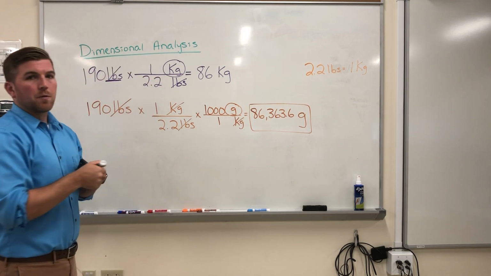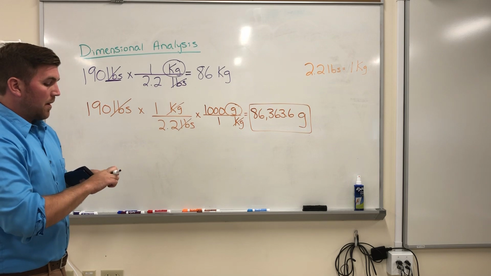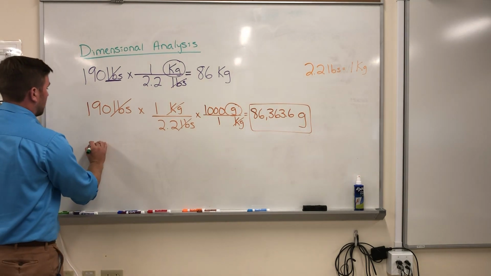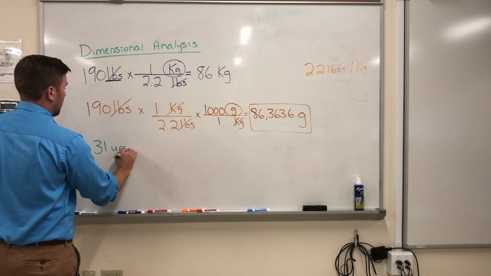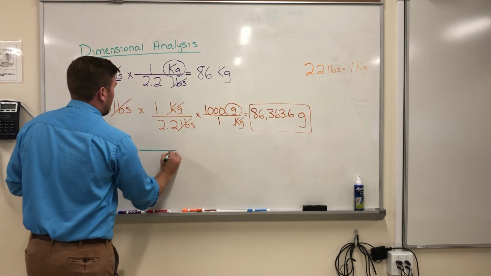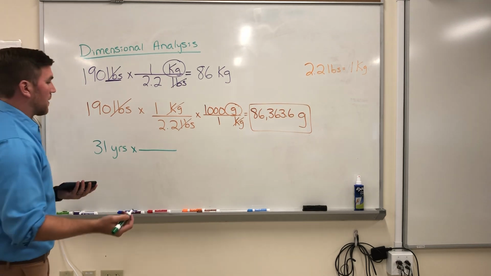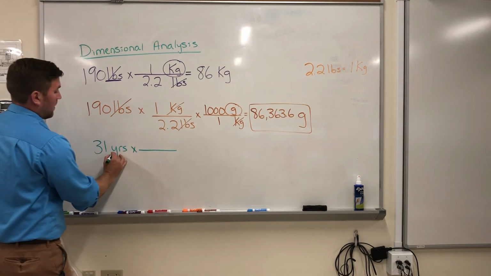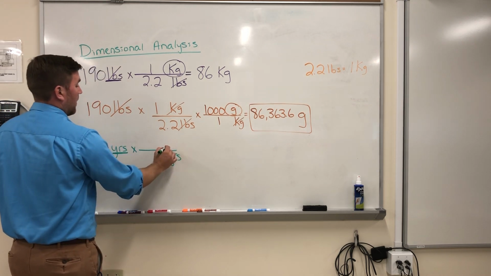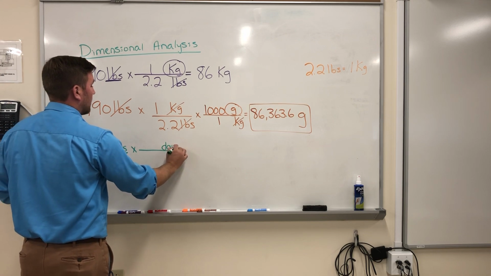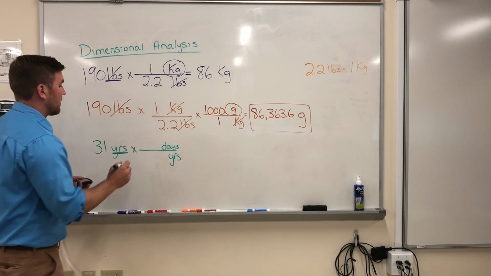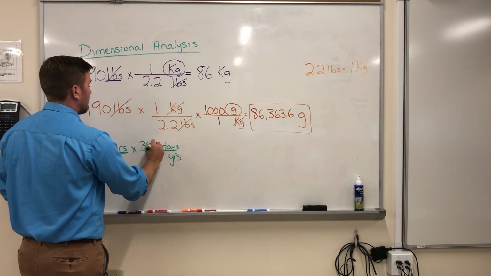The last one that I'll show you is one we did on our lab. How many seconds old are you? So I know that I'm 31 years old. So I'm going to start with 31 years. My next step would be to take that and decide how many days old I am. How many days have I been alive for? Years is my unit, so it needs to go on the bottom. And then on top of that, I'm going to convert to days. I know my ratio for days to years would be 365 days in 1 year.